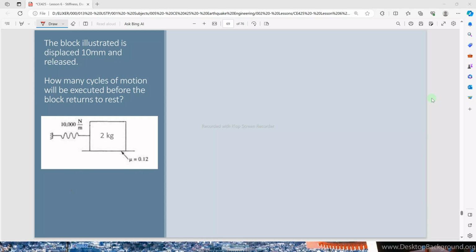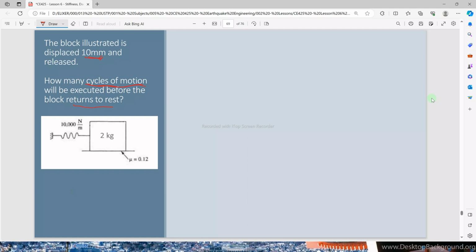We are here on a new problem. Problem solving keeps adding up for us. Here we have a block displaced by 10 millimeters and then released. We're asked to find the cycles of motion, the total cycles of the motion before the block returns to rest.